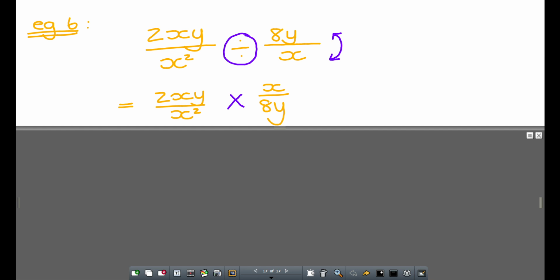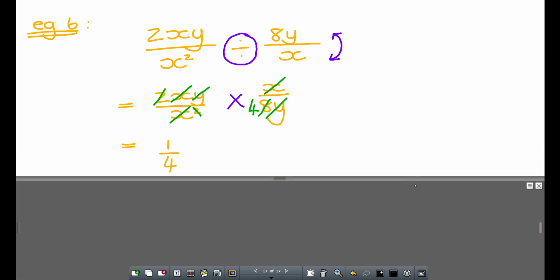So let's just cancel out up and down. X will go and cancel out with that x. Okay, nothing over here. Now we can cancel out across. 2 will go into itself once, and 2 will go in there 4 times. And that y cancels out with this one, and this x cancels out with that one. So we end up with just 1 over 4. Any questions?